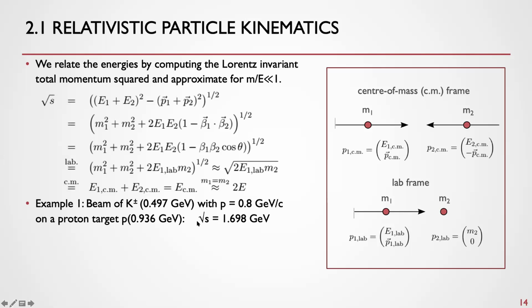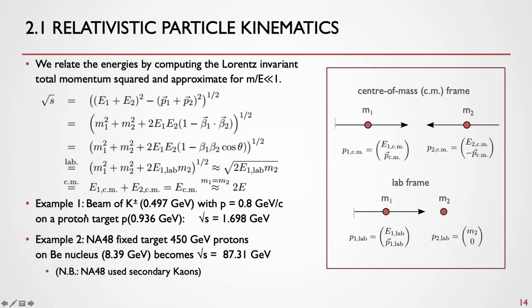So that's a fixed target experiment at lower energies, and the square root of mass energy that's available to produce new particles does not suffer much loss here. However, consider a different example.